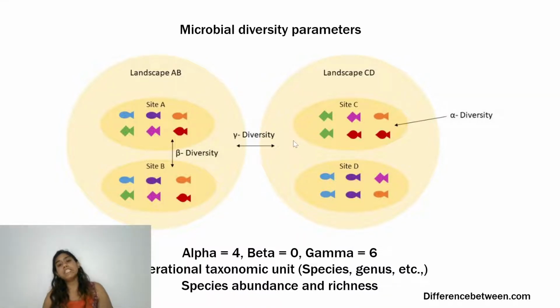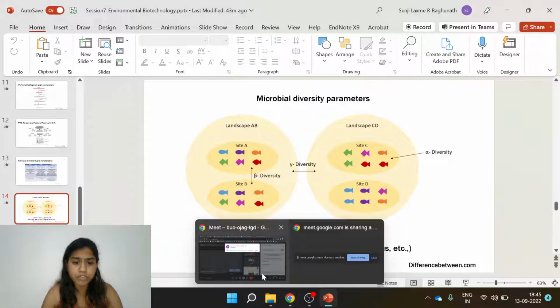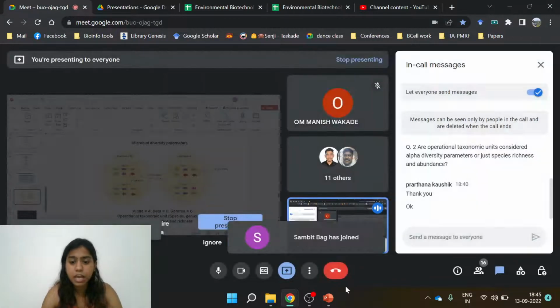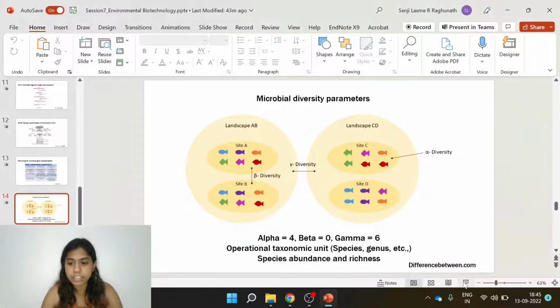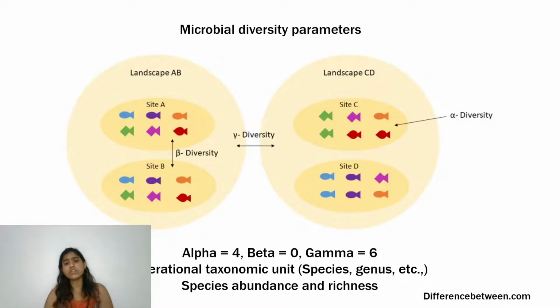Gamma diversity is between two completely different landscapes. Let's say this is one environmental landscape and this is another, and you combine the two and check what the diversity is. That gives us an idea about the gamma diversity. Here we count the total different types of species that are present, and there are a total of 6 different types, and hence the gamma diversity here is 6.